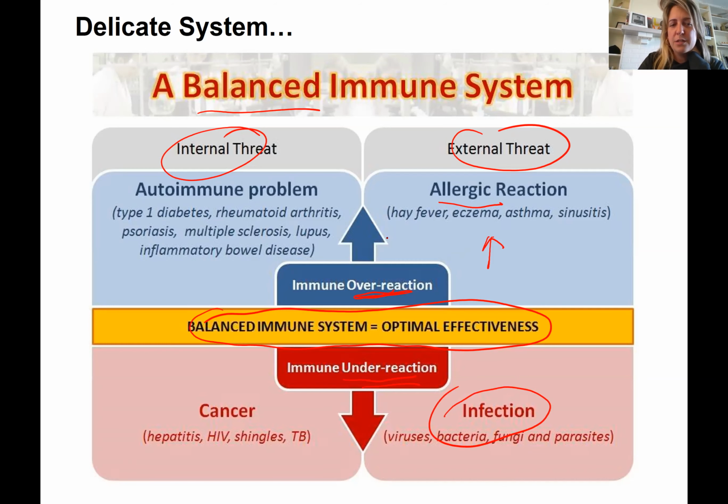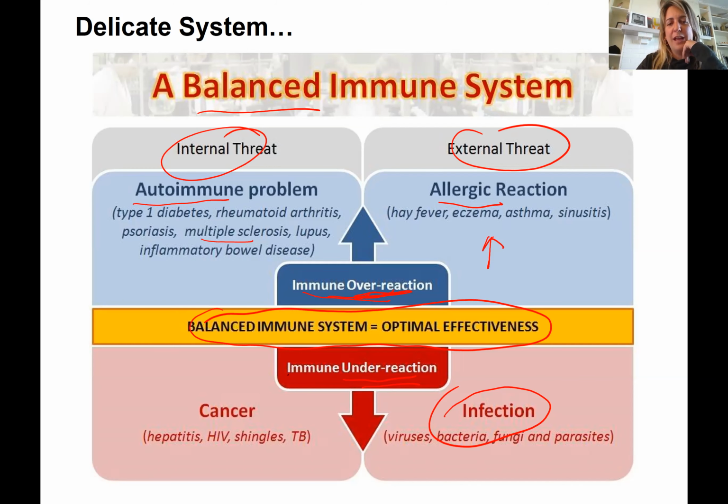For internal threats, an immune system that is overreactive is going to lead to autoimmune problems such as lupus, such as mast cell disorders, such as rheumatoid arthritis, multiple sclerosis, etc. So that's when the body is overreactive against its own self and causing autoimmune diseases.